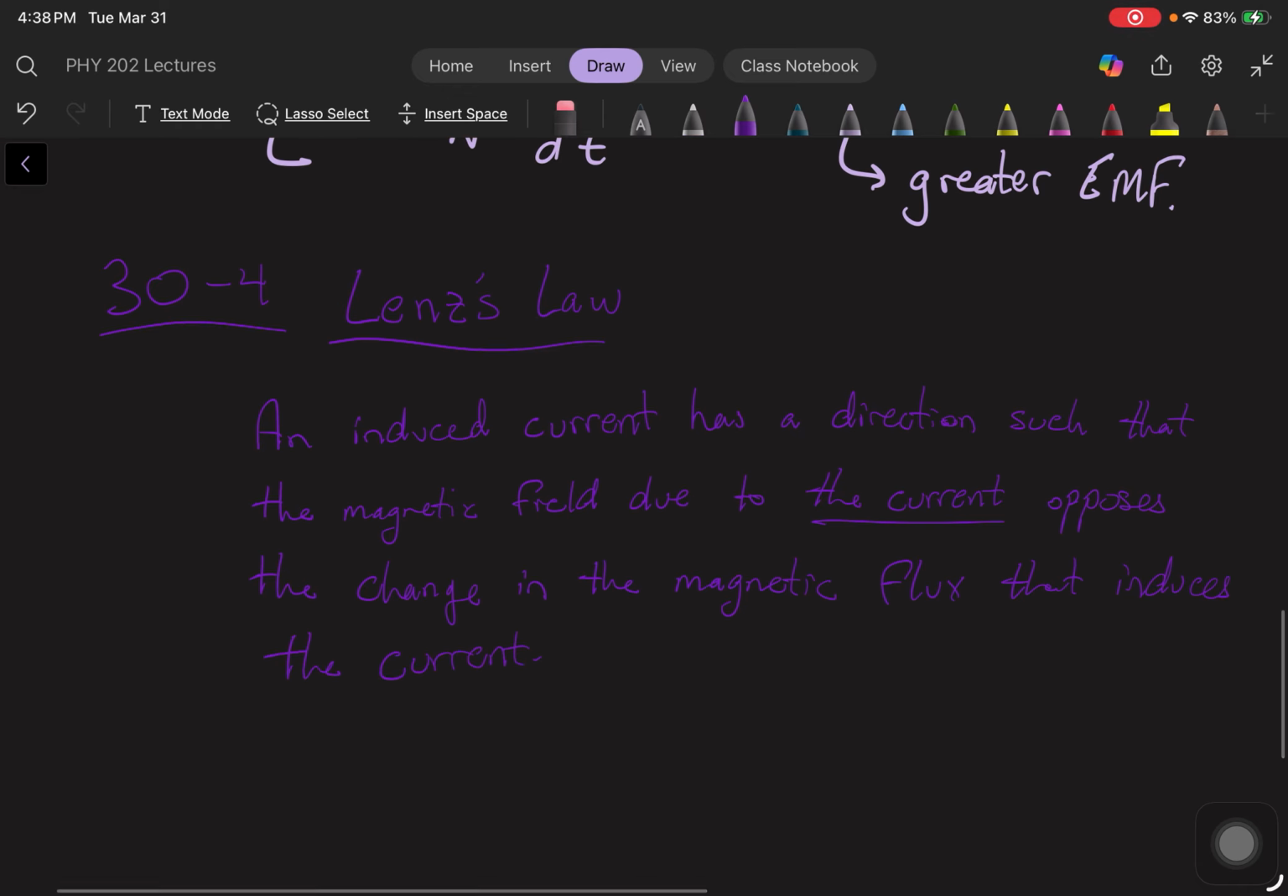Right, that's a mouthful right there. How many times did we use the word current? 1, 2. Well, only 3. That's not too bad. Felt like I said that a lot more times.